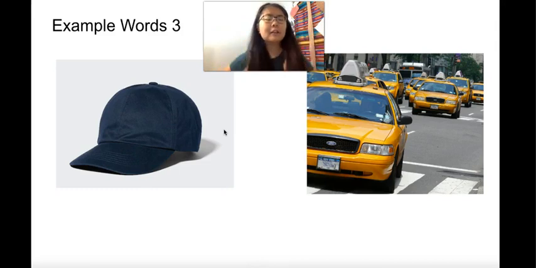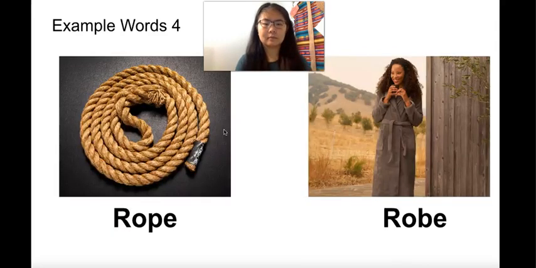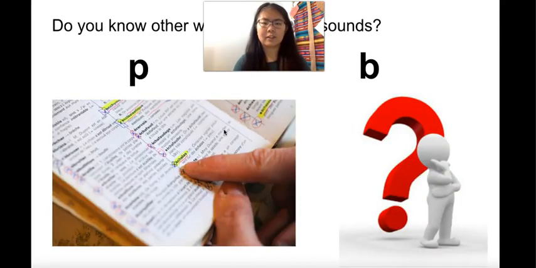Next we have cap, cab. Cap, cab. Right? So this one is fun because we hear the P and the B at the end of the word this time. Right? Cap, cab. Next we have rope, robe. Rope, robe. Very good.